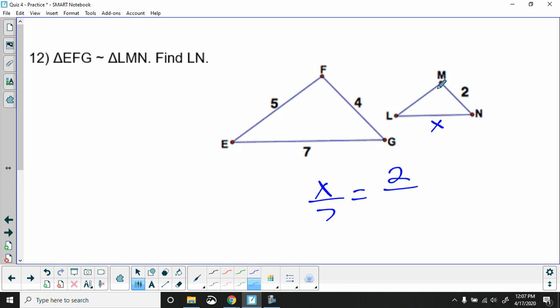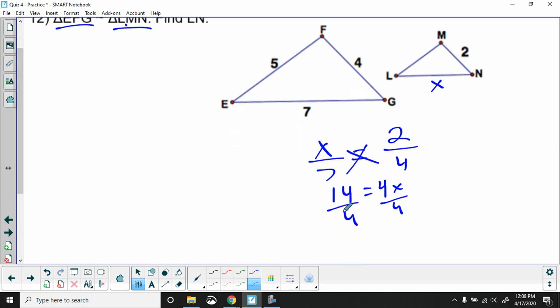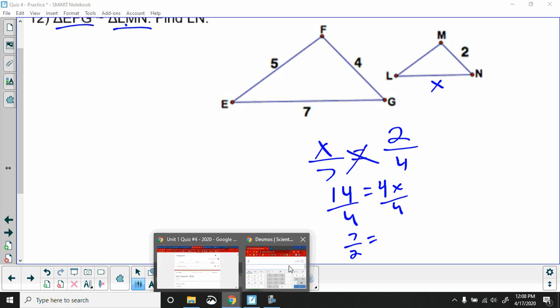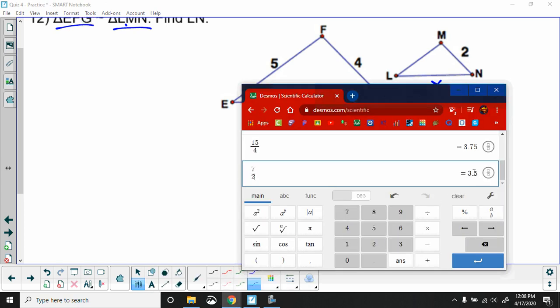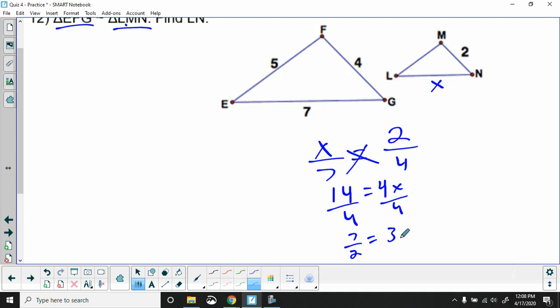Cross multiply. 2 times 7 is 14. 4 times x is 4x. Divide by 4. I do know that reduces to 7 over 2. But we need a decimal. So that's 7 divided by 2. We get 3.5. I should have known that. What was I thinking? It's going to be our x, which is our distance between L and N. The x counted for both of those.